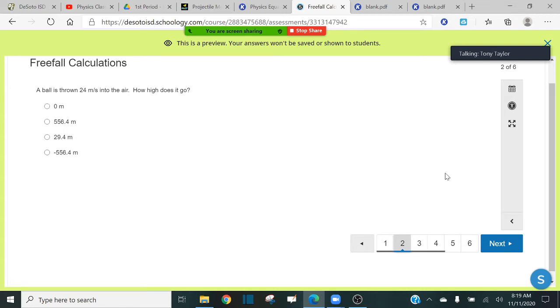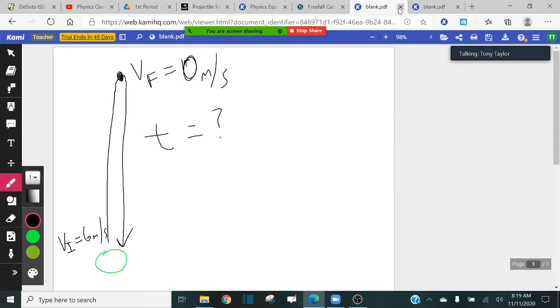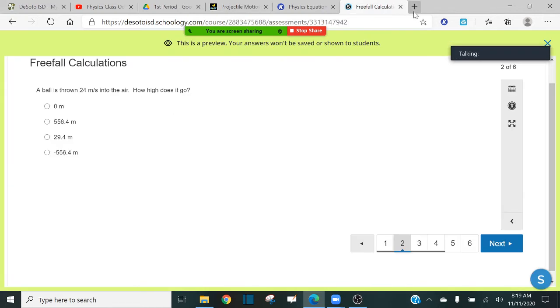Okay, guys, for this next question, it says a ball is thrown 2 meters per second into the air. How high does it go? Okay, so let me open up a new sheet.